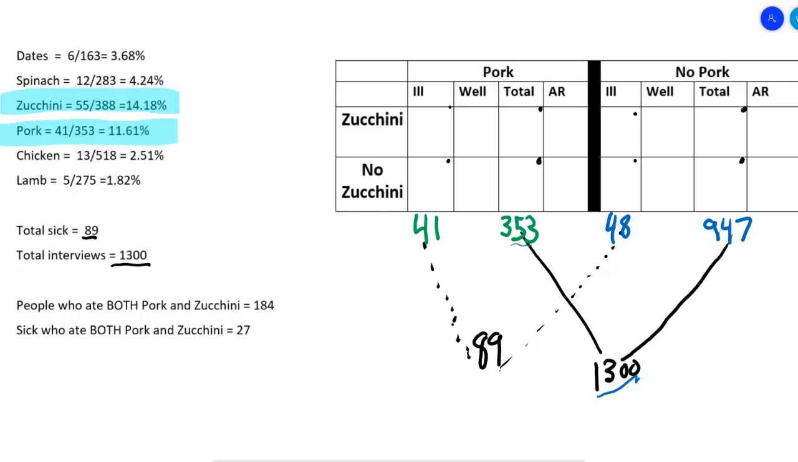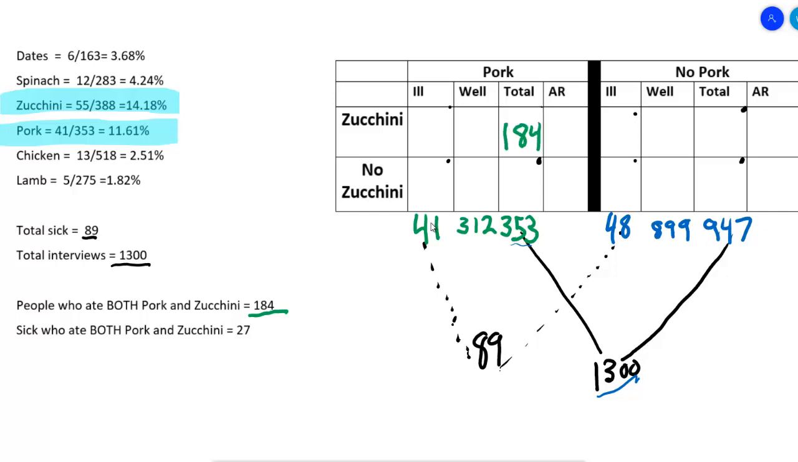So if there's 353 total people that ate pork and 41 of them were sick, that means that 312 were well. And if there were 947 people who did not eat pork and 48 of them were sick, then 899 were well. So this is a good start. We also know through our investigation that 184 people ate both the pork and the zucchini. That 184 would be represented in our 2x2 table, or our cross-tabulation table, right there.